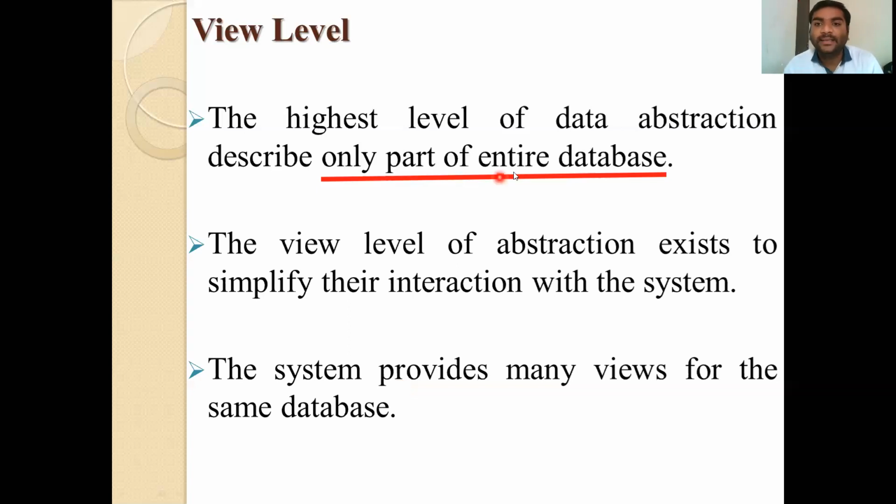So those are the three levels of data abstraction. What is data abstraction? Data abstraction means we hide the data. The three levels of data abstraction are physical, logical, and view level.